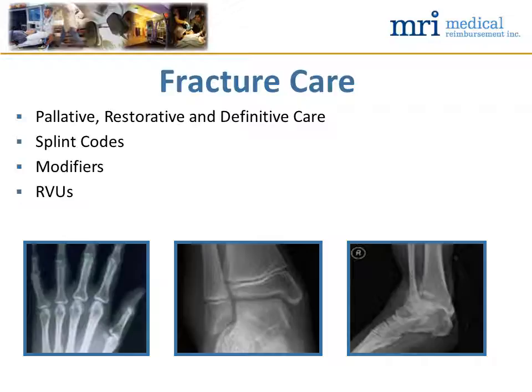There are three types of fracture care. You have palliative care, restorative care, and definitive care. Palliative care, by definition, is an approach to health care that is concerned primarily with attending to the physical and emotional comfort rather than effecting a cure. Definitive care is the completion of recommended treatment. Restorative care is a remedy that aids in restoring health. We're also going to go over splints, modifiers, and RVUs.